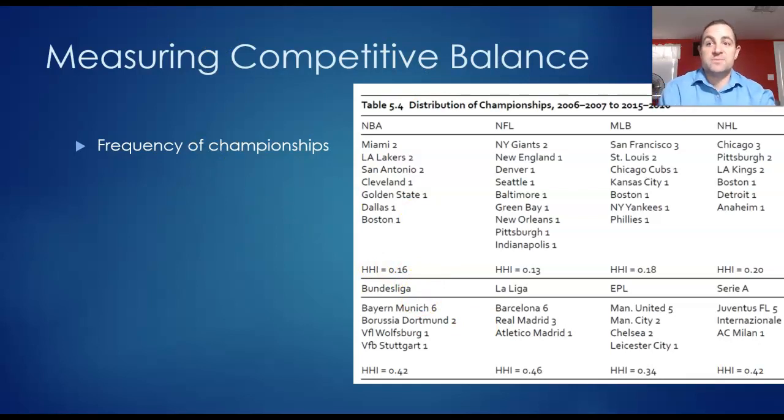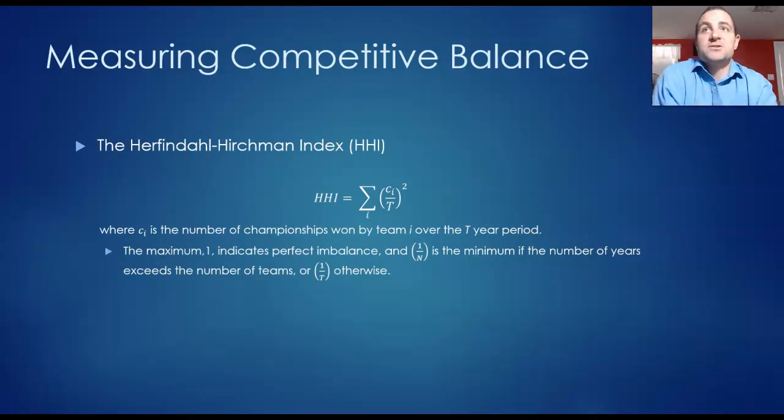The NFL, which we talked about as being the most competitive looking at within season, is also the most competitive across seasons. Just a couple other ways to measure competitive balance across seasons. One is the Herfindahl index, which was originally developed to measure the concentration of firms in an industry, but sports economists do use it as a measure of the concentration of league championships. The HHI, Herfindahl index, is equal to the sum of the squares of C_i, which is the number of championships won by Team i over the T year period, divided by the number of years, which is T.